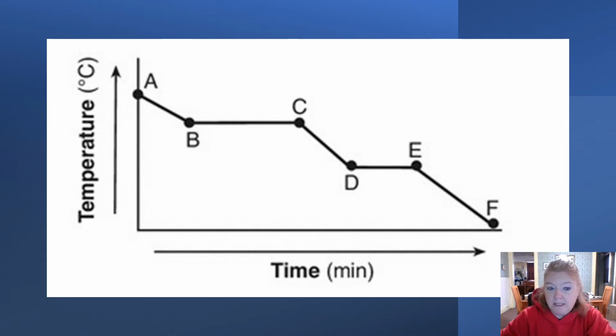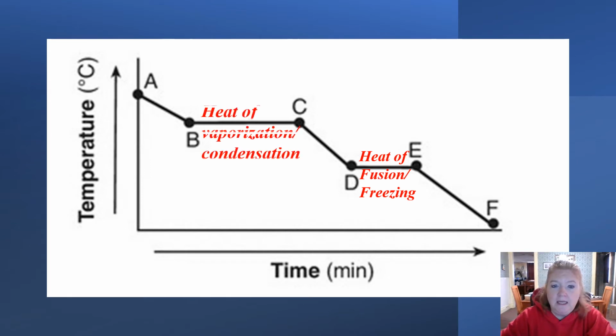All right, so let's look at this again. The heat of fusion or heat of freezing, and the heat of vaporization or the heat of condensation. You could call it either. But you can see again that the distance between B and C for the heat of vaporization is greater than the distance here for the heat of fusion. So there is more energy released as a substance changes from a gas to a liquid than when a substance changes from a liquid to a solid.